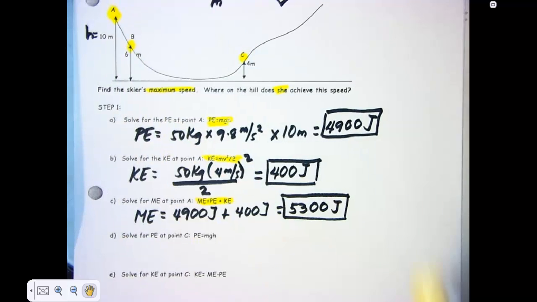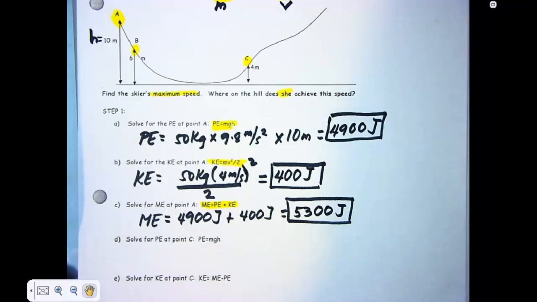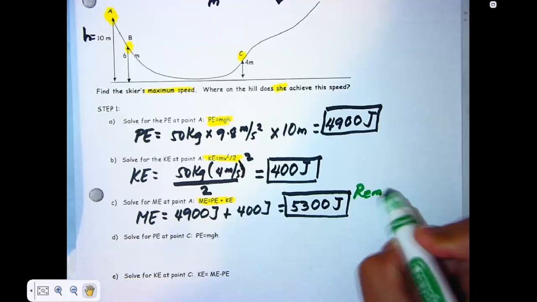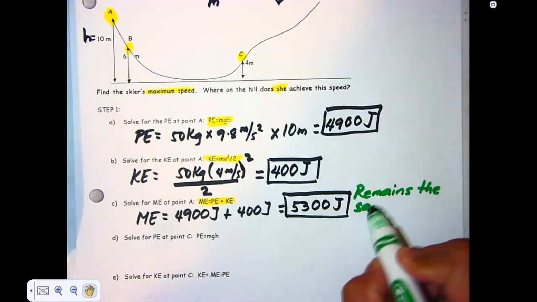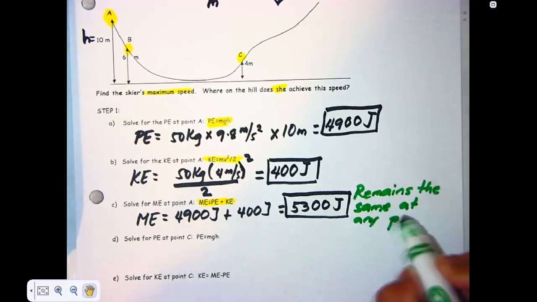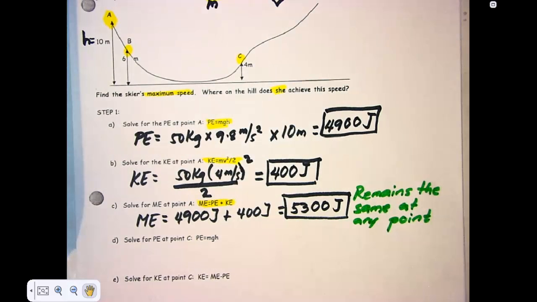Now, it's important to understand that after you've found the mechanical energy of your object, that mechanical energy, according to the law of conservation of energy, remains the same. So we will label that. This remains the same at any point. That means that at point B and C, your mechanical energy is also 5,300.